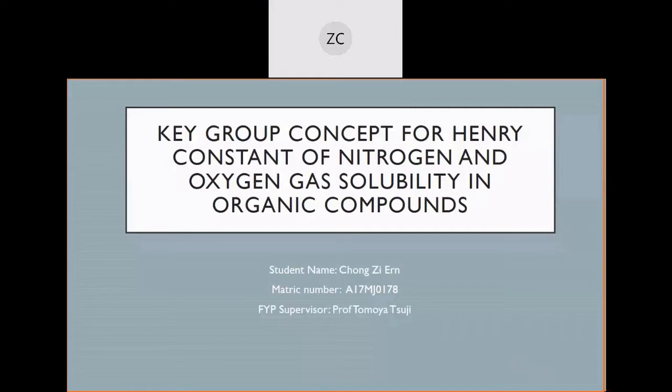Today, I'm going to present my FYP title, Key Group Concept for Henry's Constant of Nitrogen and Oxygen Gas Solubility in Organic Compounds.